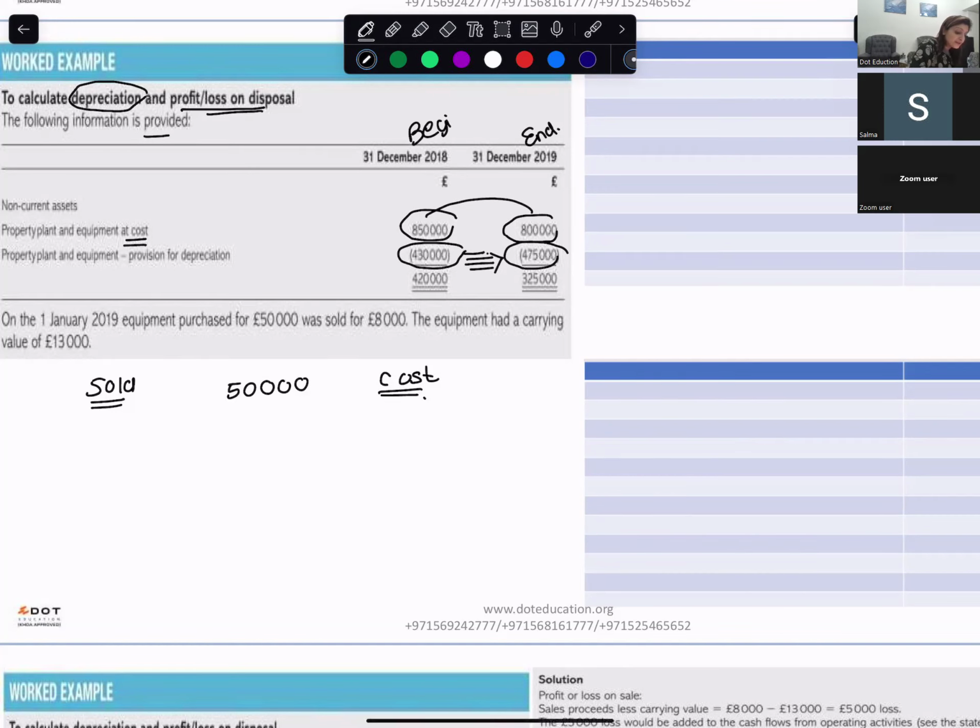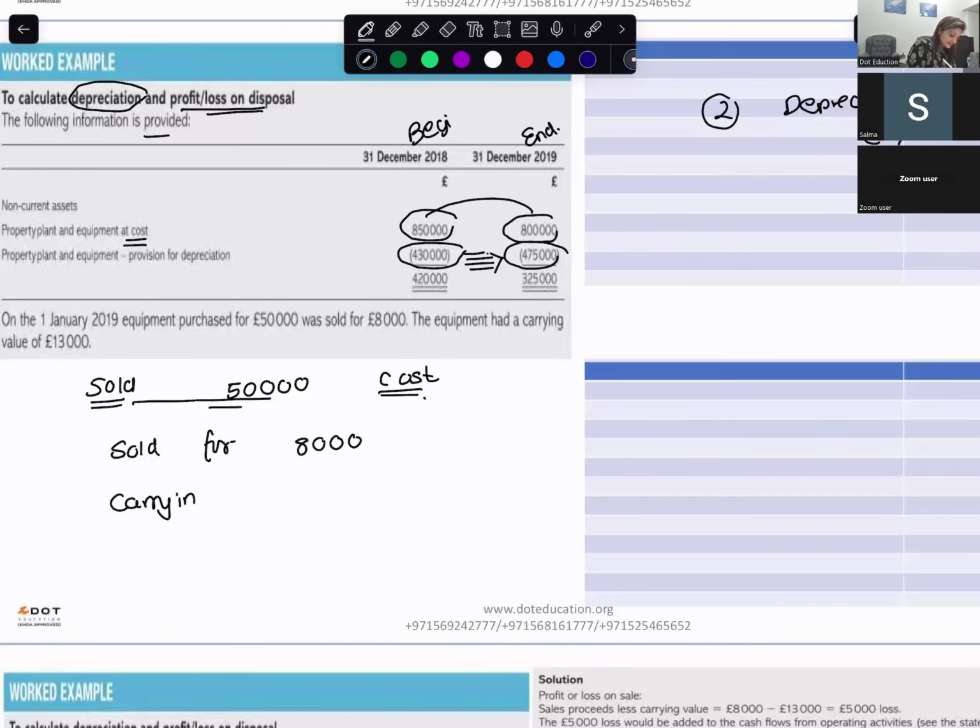You have to calculate two things. First, you have to calculate the depreciation of the current year. And second, an asset that is costing 50,000 is sold for how much? 8,000. So it will be your selling price versus net book value. It has a carrying value of 13,000. So can you give me the profit or loss on sale of asset? Sold for 8,000, subtracted with your 13,000, you will have a loss of 5,000.